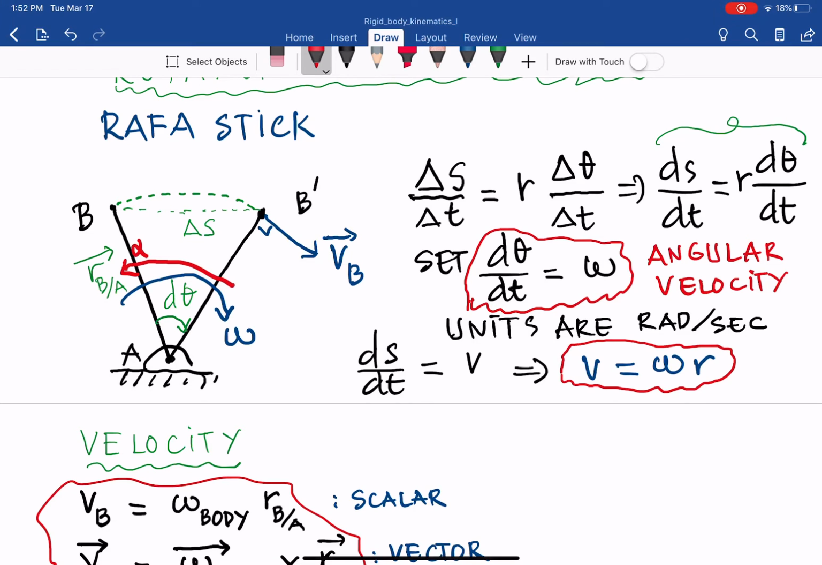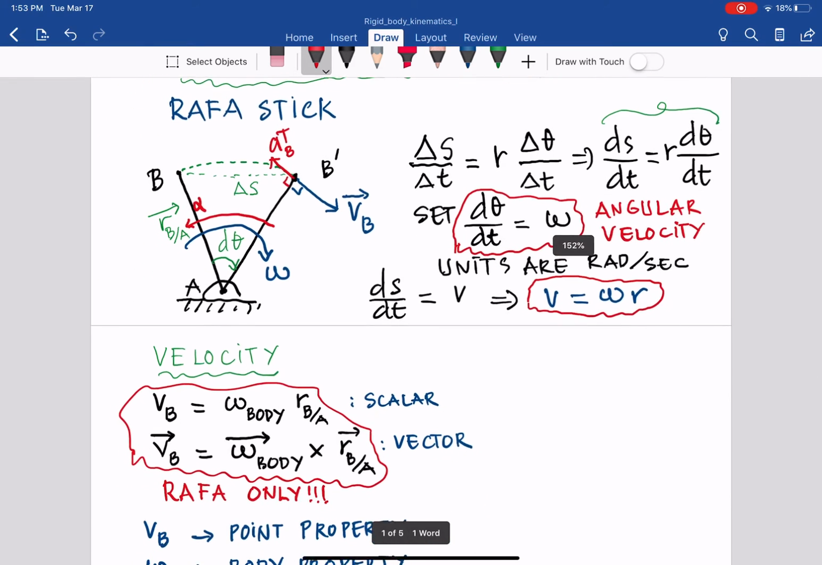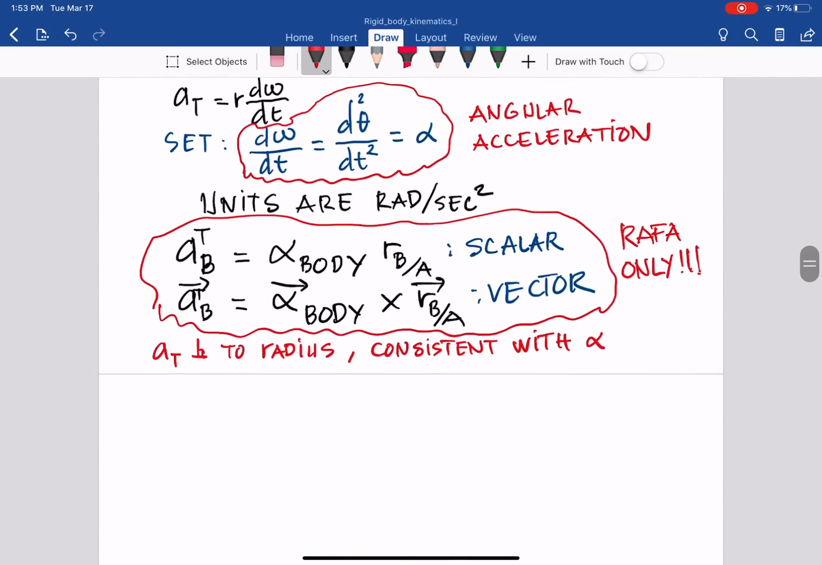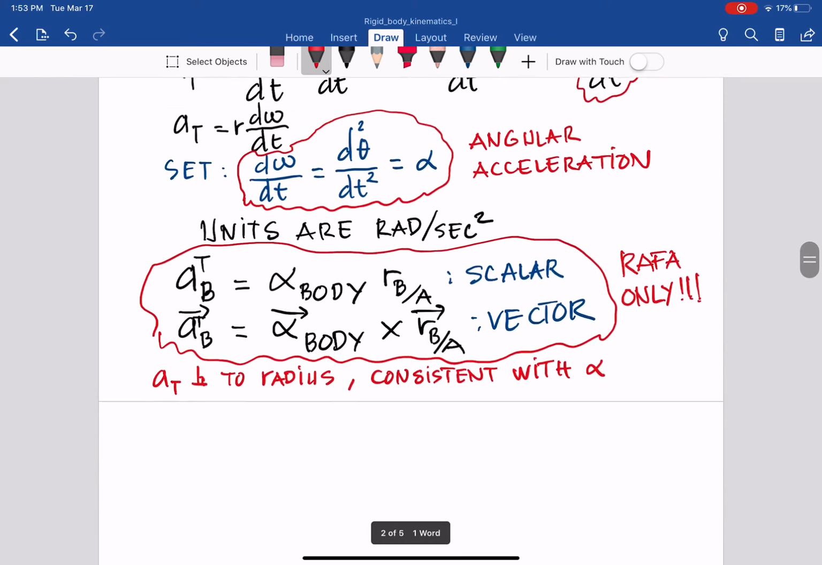So then at that point we can have the tangential component A_BT. It will be perpendicular to the radius and consistent with alpha, which goes to the left. So as you can see, keep that in mind. Alpha and omega can be not the same direction. It can be opposite direction if the body is in fact decelerating. And then let's move on to the next component, the normal component.